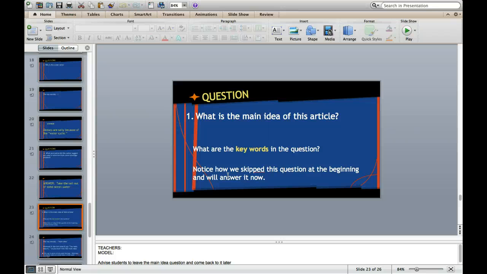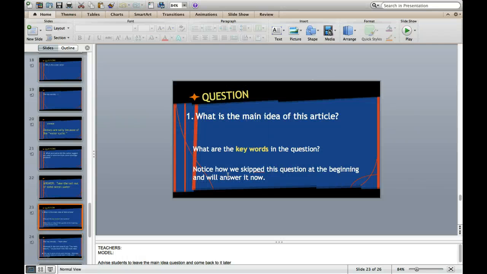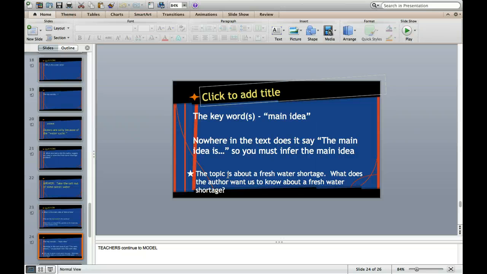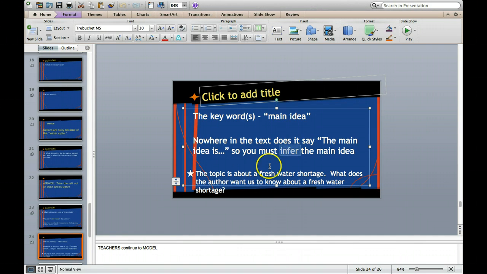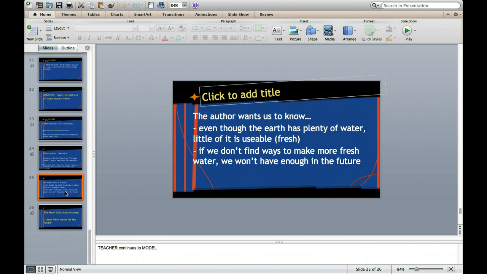Now for the main idea, okay, and remember you can pause this if I'm going too fast. You have to infer. All those other questions were literal. This is the inferential question. So think about it. It's about freshwater shortage. Bad stuff's going to happen. She offers a solution. Okay, so the correct answer has to include these 2 ideas, which I want you to read to yourself. Pause. Think about an answer.